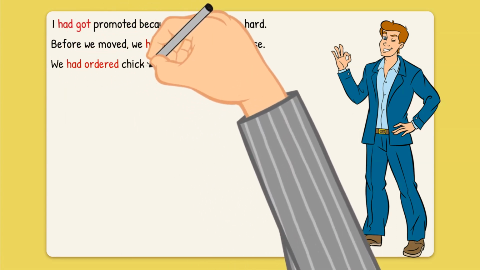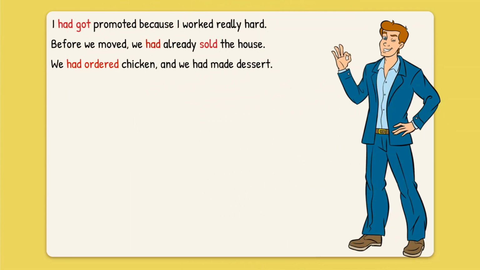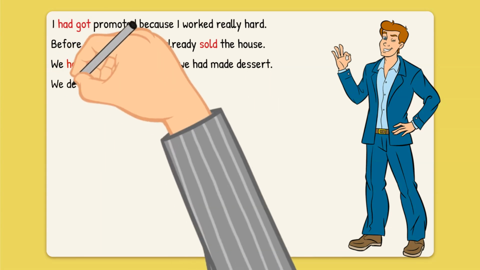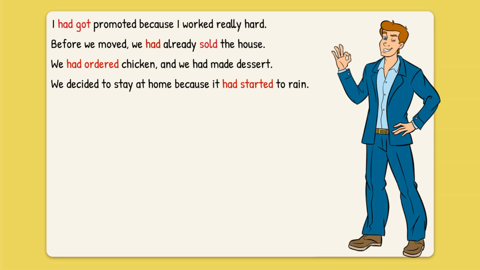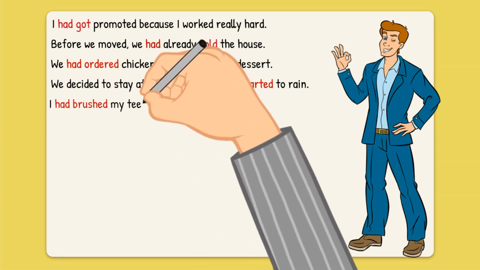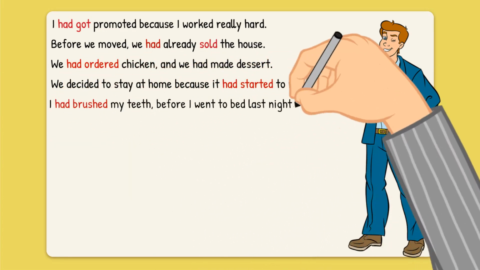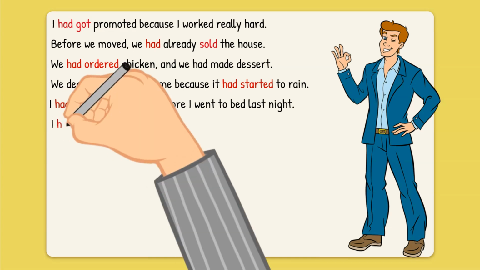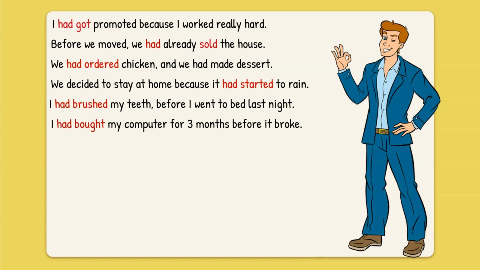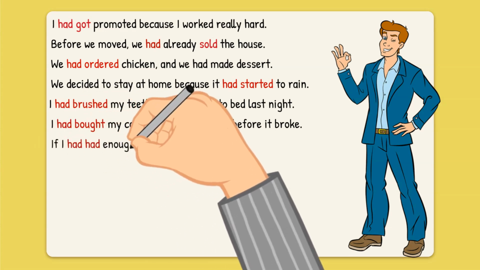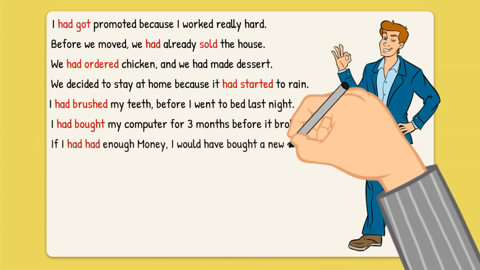We had ordered chicken, and we had made dessert. We decided to stay at home because it had started to rain. I had brushed my teeth before I went to bed last night. I had bought my computer for 3 months before it broke. If I had had enough money, I would have bought a new car.